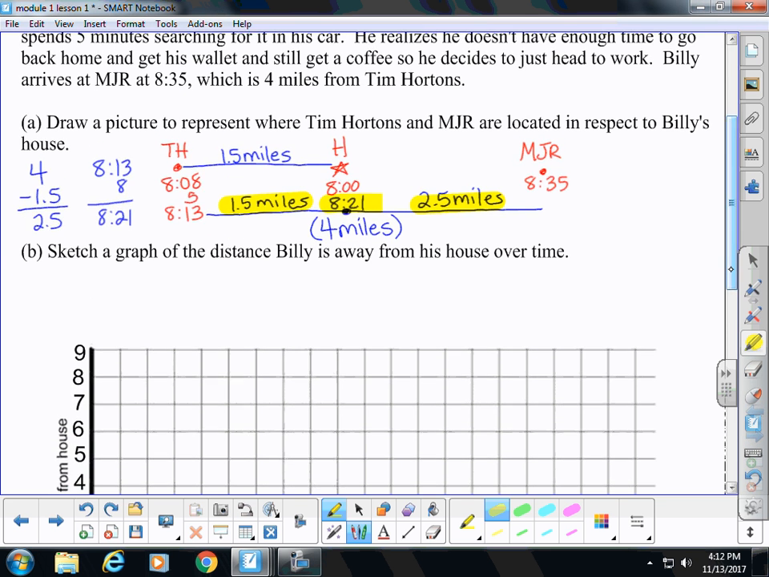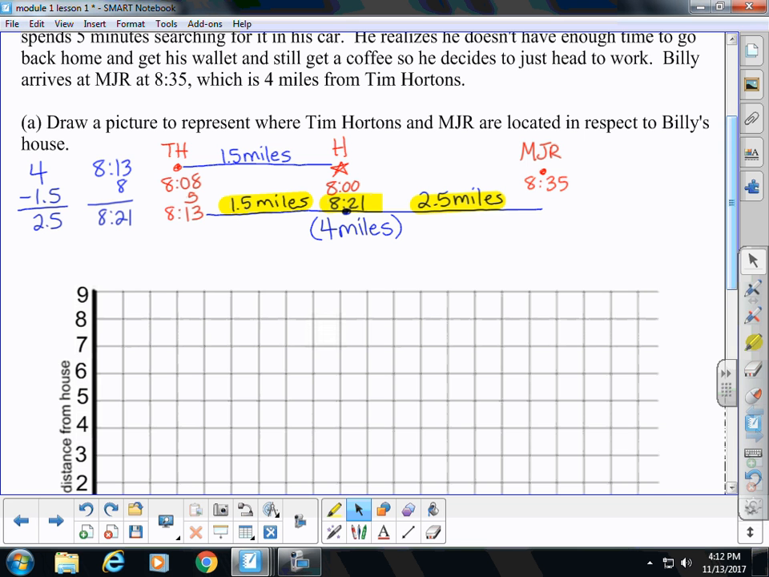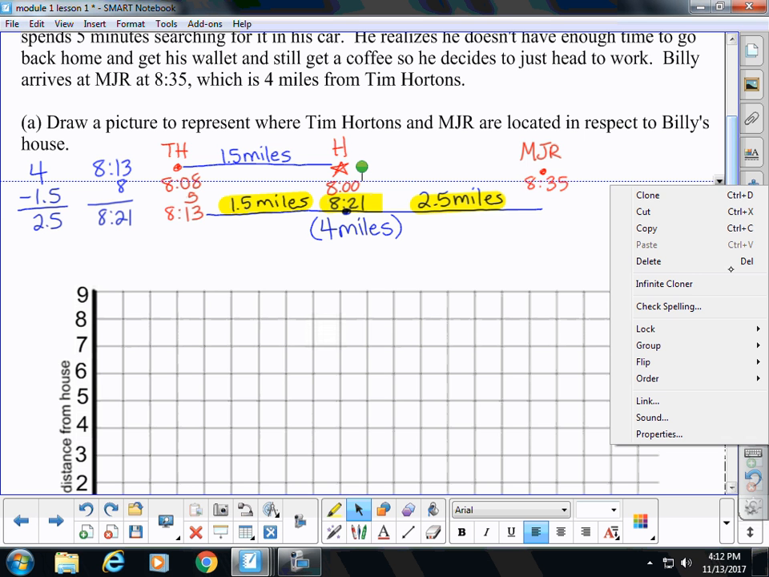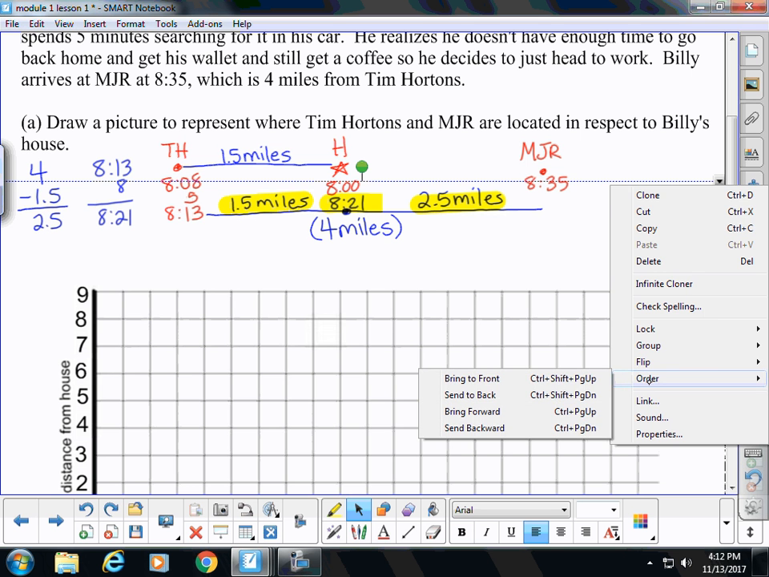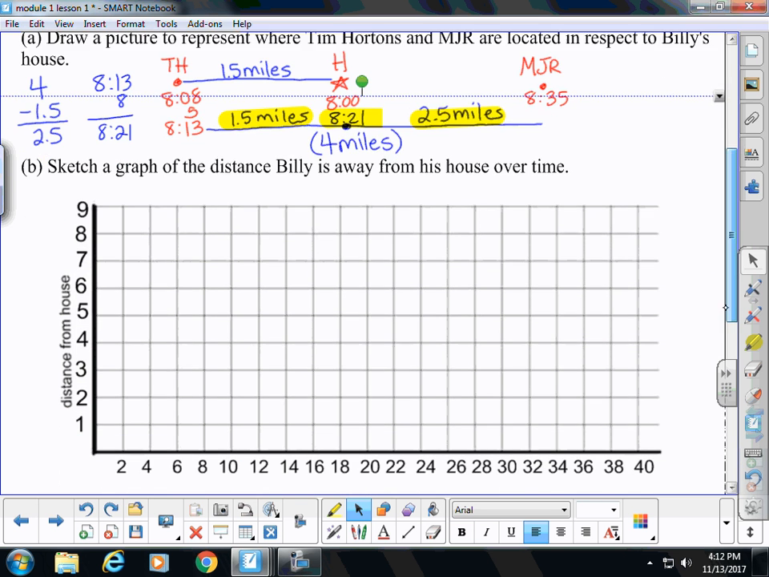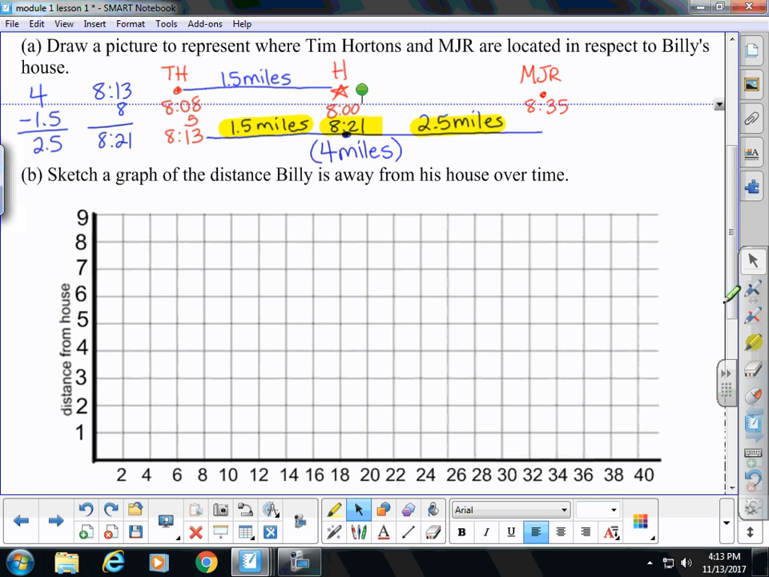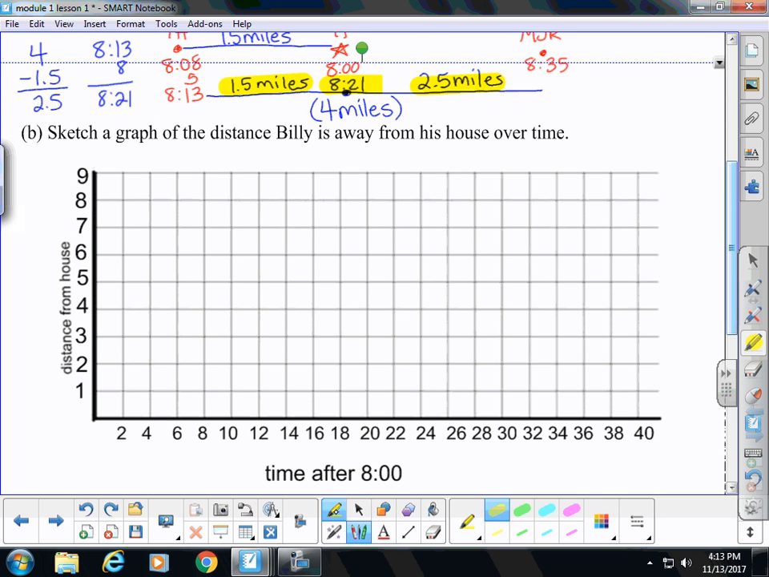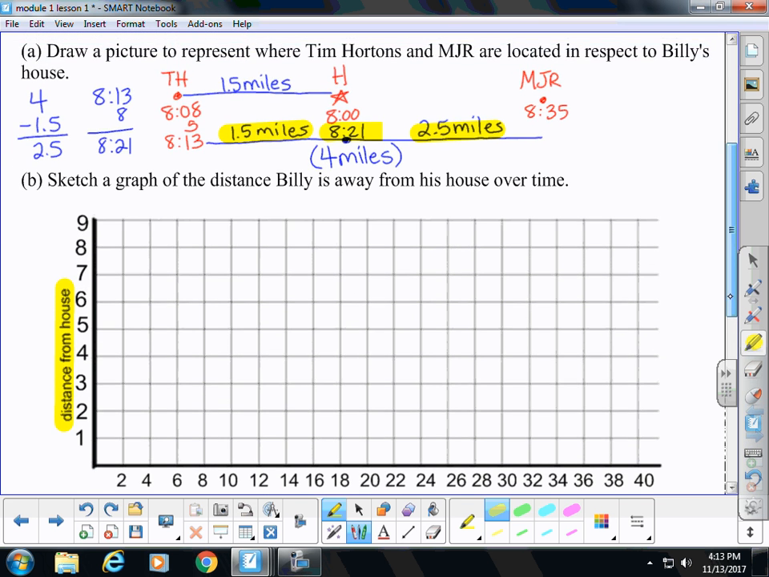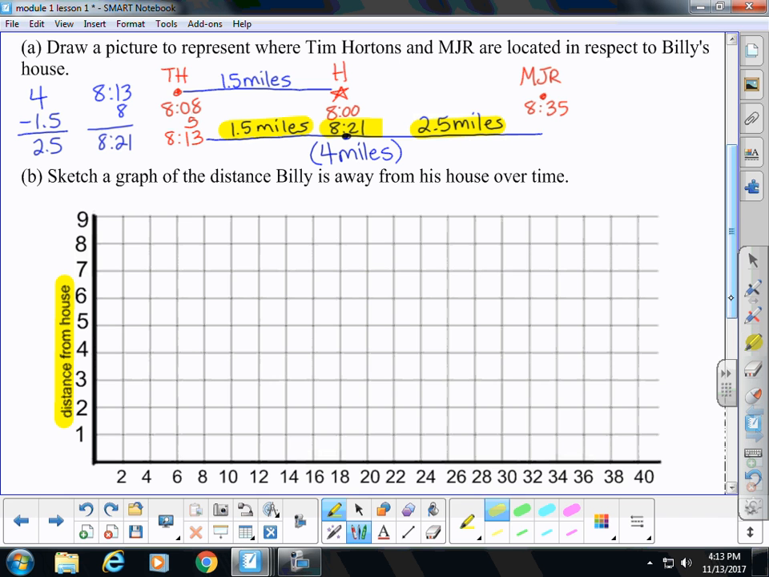All right, I think we now have enough information. All this extra stuff that we figure out always happens whenever somebody backtracks past their house. Okay, we're ready to put this on the graph. Again, the bottom axis is the time, in this case after 8 o'clock, and the y-axis is the distance from the house. All right, so we started at his house at 8 o'clock.